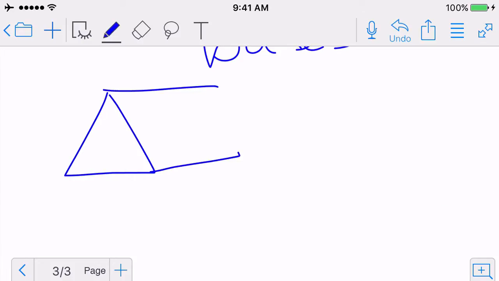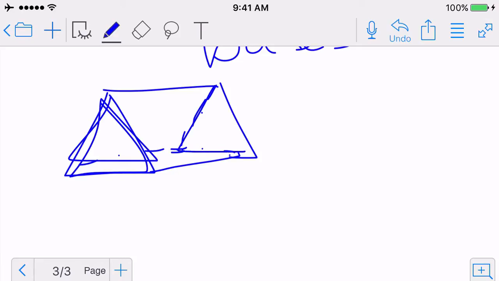Like if you extend it back, there's another triangle back here. Okay? This triangle and this triangle are the two bases. They are congruent and they're parallel. They don't intersect. They're on opposite sides of the prism.